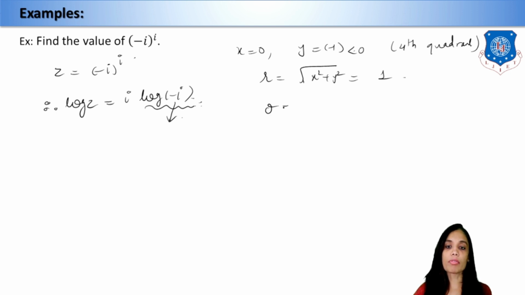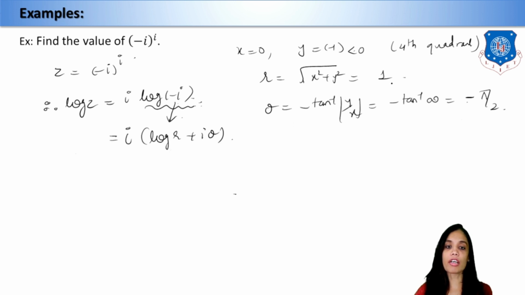So the value of theta will be what? Minus tan inverse mod y by x. So we will have tan inverse infinity. So the answer will be minus pi by 2. Okay. So now if you want to find the value of log of minus i, the formula is what? Log r plus i theta. So now put the values of r and theta. So you will get i times. Now log 1 will be 0. So just put the value of theta. So it will be minus i pi by 2.